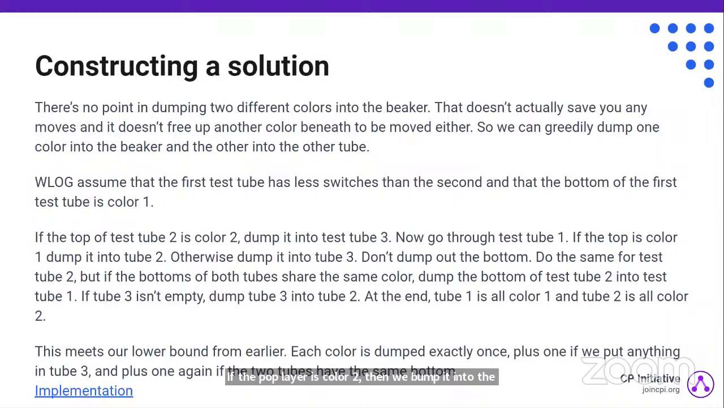And yes, this is going to be exactly the number of steps of the lower bound we calculated earlier, right? Because each layer from each tube is dumped exactly once. If you put anything in the beaker, it's going to add 1, which is the x plus 1 bound we got earlier from 2 switches. And if tube 2 has the same bottom, it's going to be plus 1 again, so that's the x plus 2 bound that we got earlier for having the same bottom. Does this make sense?